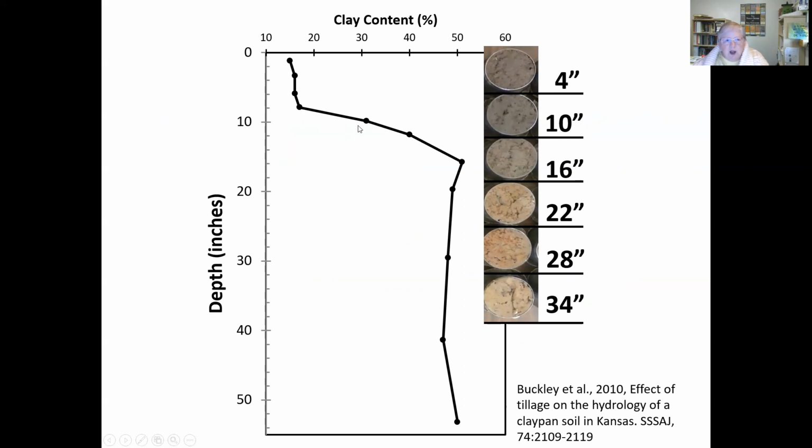Then we get a very high clay content. And clay content can get up to 50% in this layer. And then that clay pan or that clay layer persists deep into the soil profile. And you can see the change in color as we go deeper in the soil. So this is a fairly typical soil profile in southeast Kansas.